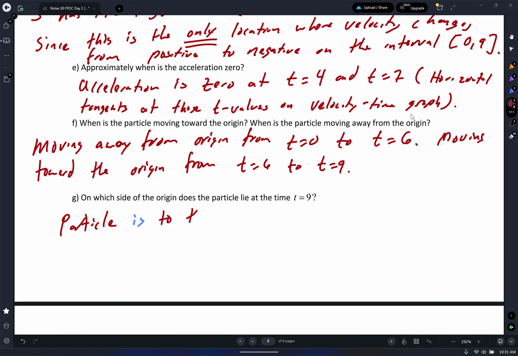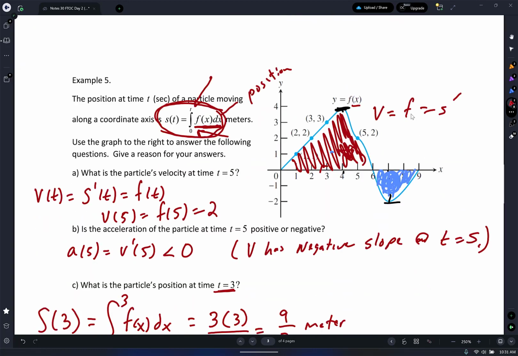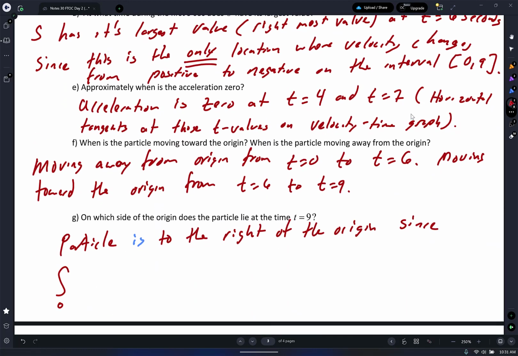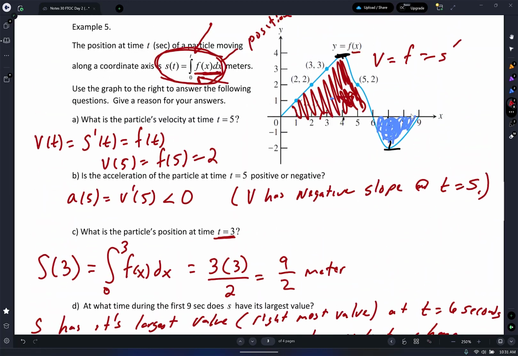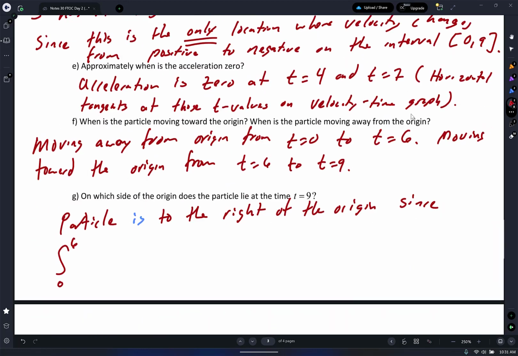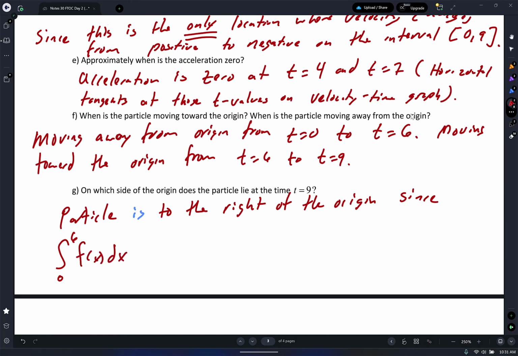Does that little letter being blue bother you guys? Particle is to the right of the origin since, and I'm going to use fancy symbols, since the area from 0 to 6 of f of x dx is greater than the area from 6 to 9. And notice I'm putting absolute value. Why did I put absolute value from 6 to 9?